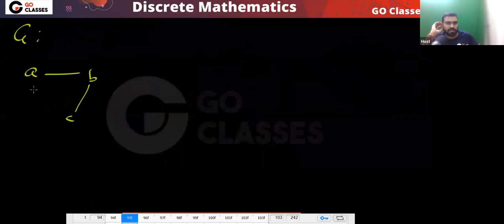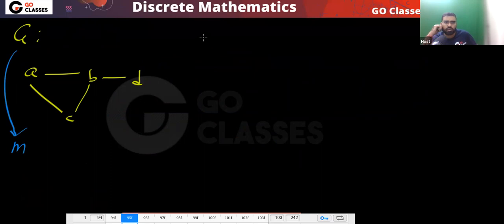So you have a graph. Let me assume that your graph is this, for example, A, B, C, and let's assume D, something like this. This is your graph. Then for this G, you have adjacency matrix M. So what is your G2? Tell me, what will your G2 be?